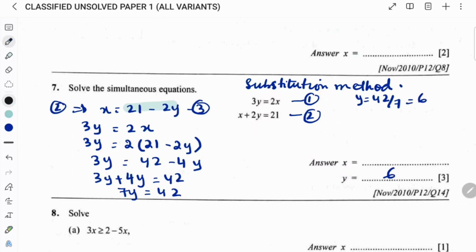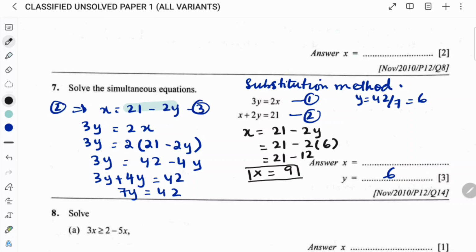All right, now put your y value in the third equation. The third equation is x = 21 minus 2y. That is 21 minus 2 times 6, which is 12. The difference is 9, so x = 9, and it is positive because 21 is the greater digit. All right, I hope you understood.